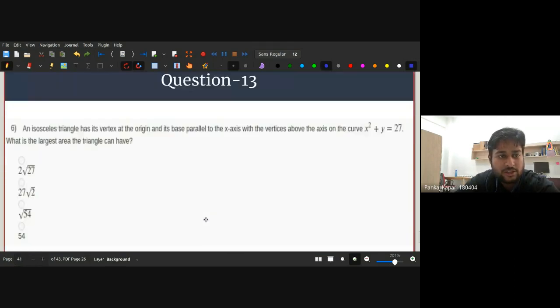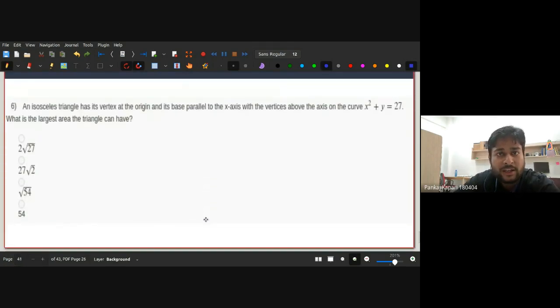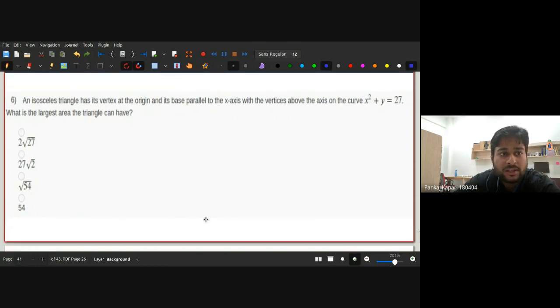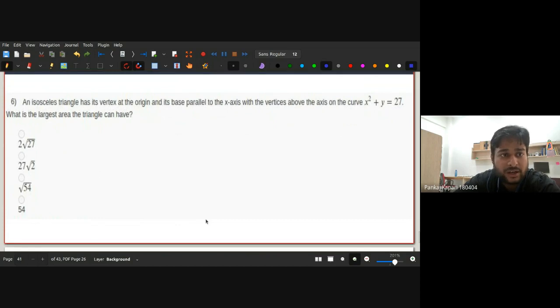So I think this is the last problem of this session, and we have 10 minutes left. So let's do this problem. This is again an application of the derivative. We have to maximize the area of some triangle, and the triangle has some properties. So what are its properties?